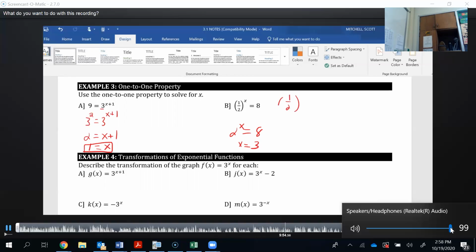But it's 1/2, which is 1/8 when cubed. How do I make 1/8 into 8? Make the exponent negative. So if it's 1/2 to the -3, first you flip it, and then you cube it. So x equals -3.